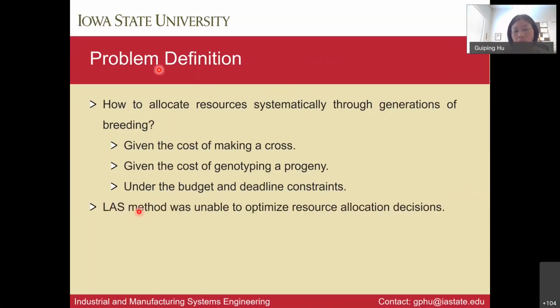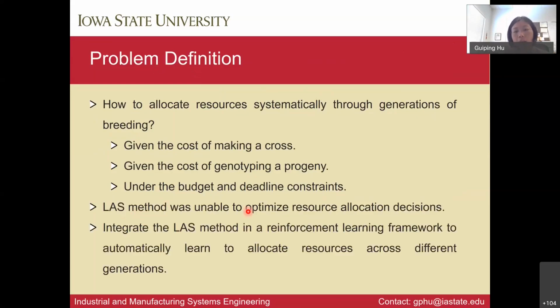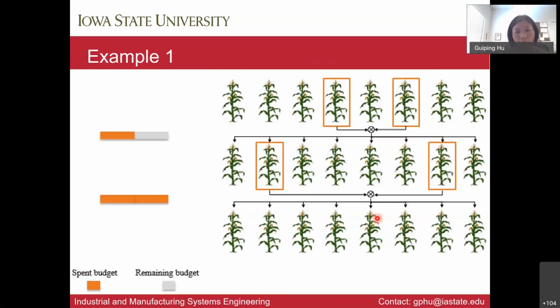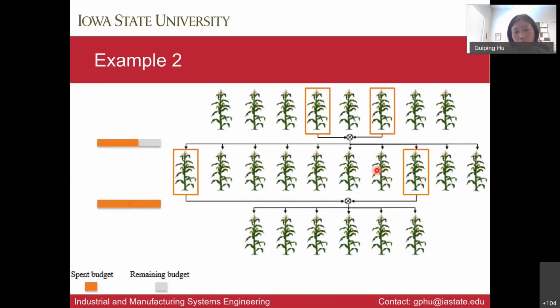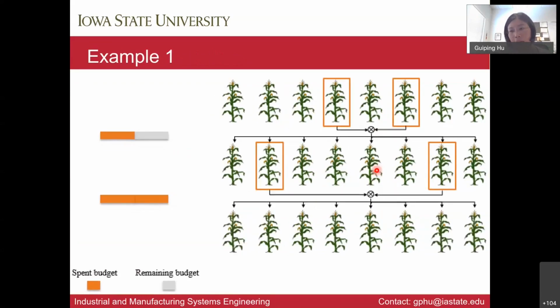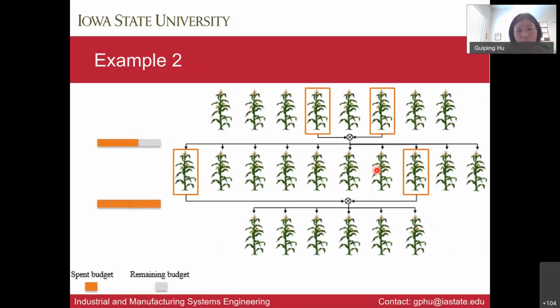And look-ahead selection itself is not able to optimize it because the algorithm is so complicated that it cannot incorporate another decision into that dimension. So we are integrating look-ahead into this reinforcement learning framework for genomic selection. I don't think I need to go into too much detail here, but this is basically showing two examples of resource allocation, like how many progenies you pick and how you cross, how you mate, those types of things.